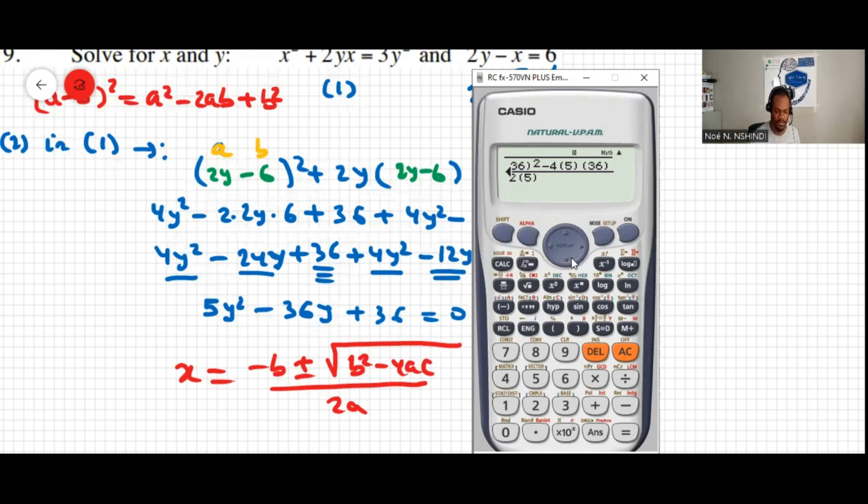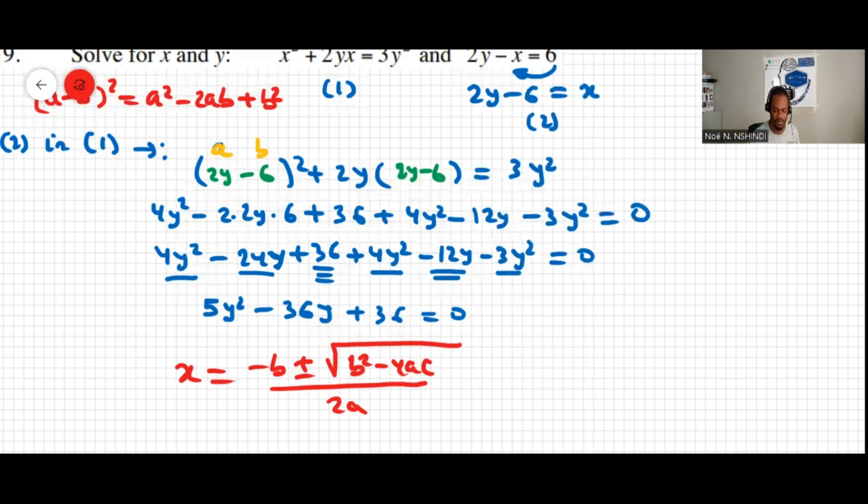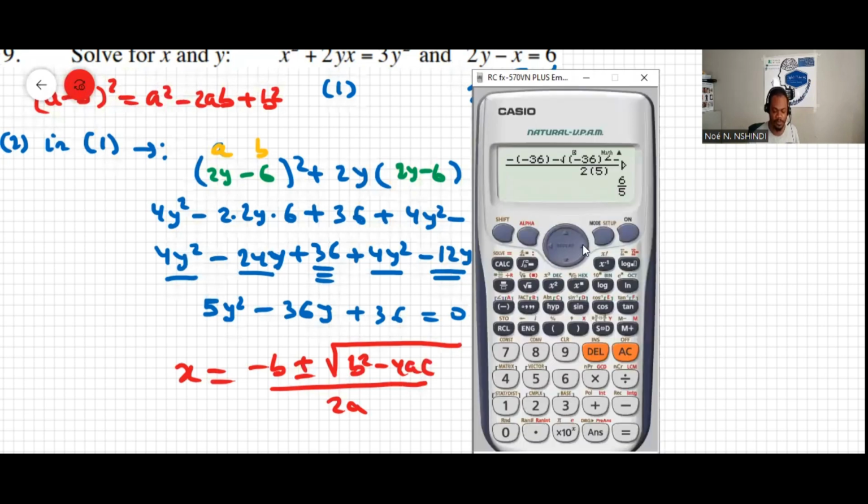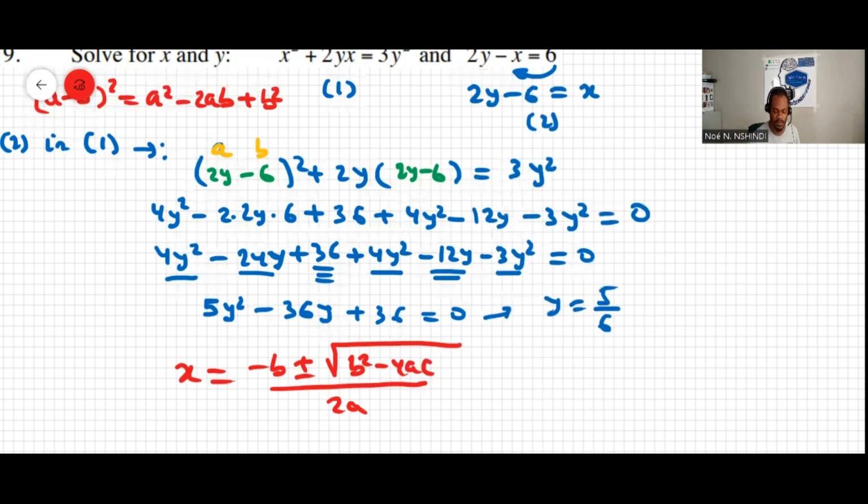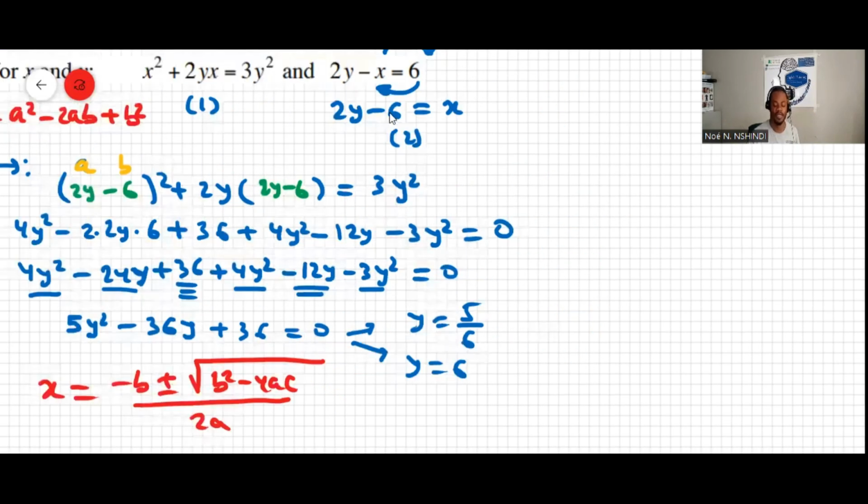b squared minus 4ac, and then we have 5 over 6. So this means that y is equal to 5 over 6 with the negative. Now for the positive, it will be 6. So y equals 5 over 6 or y equals 6. Now that we know the values of y, we can find the value of x here.